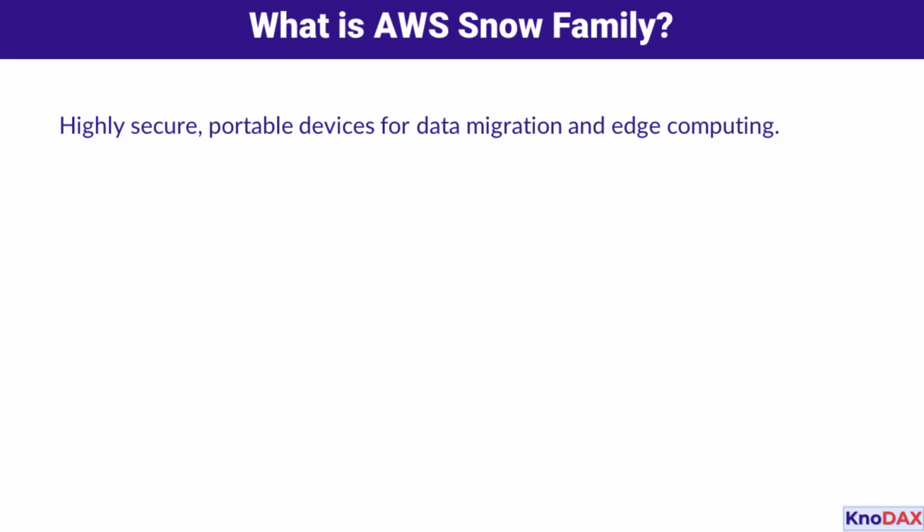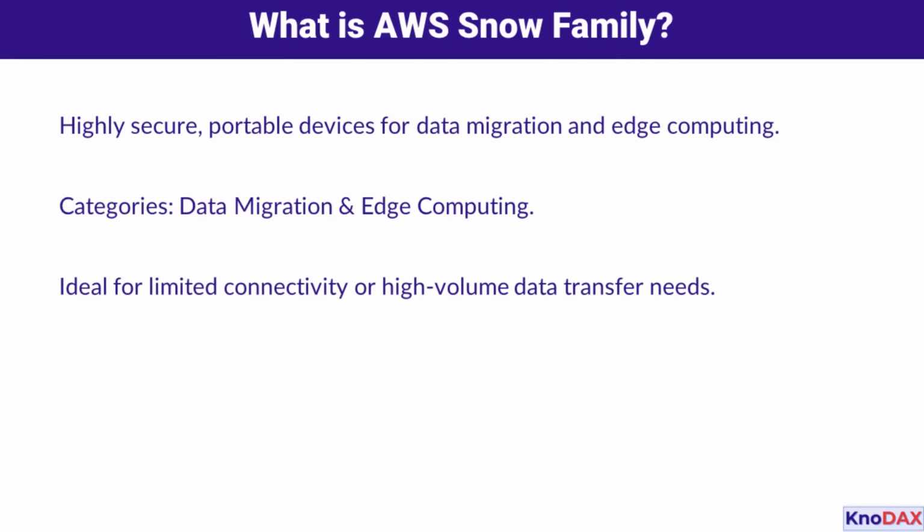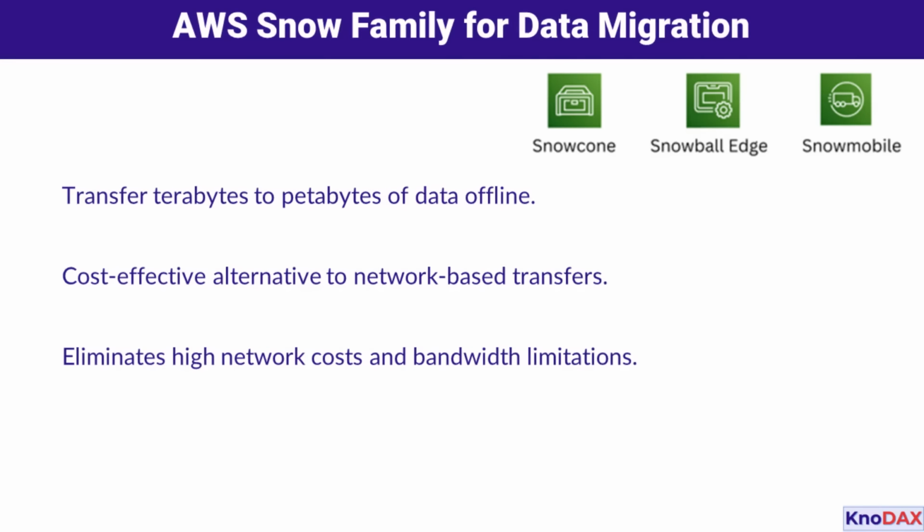Think of it as a suite of devices designed for data migration and edge computing. Whether you're working in remote environments or dealing with large volumes of data, these devices are built to handle the job securely and effectively. Data migration is a critical challenge for many businesses, and AWS Snow Family devices make it easier by enabling offline data transfer. This approach saves costs and avoids network limitations, ensuring you can migrate terabytes or even petabytes of data efficiently.